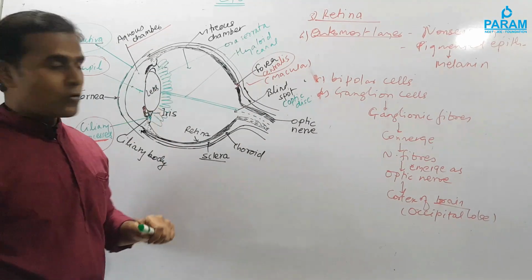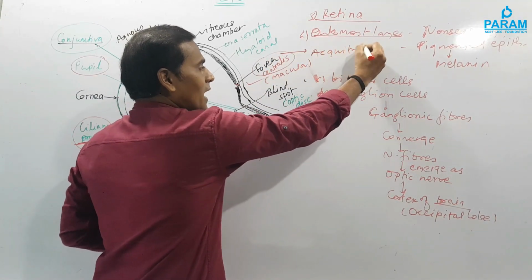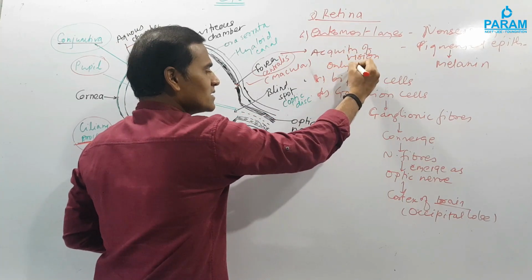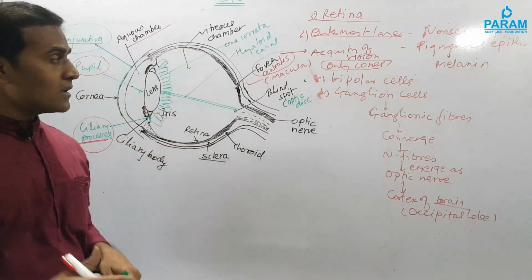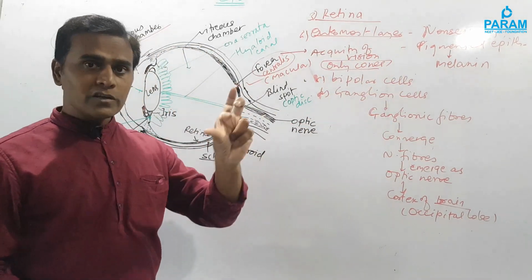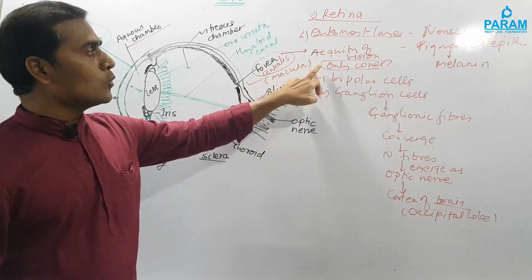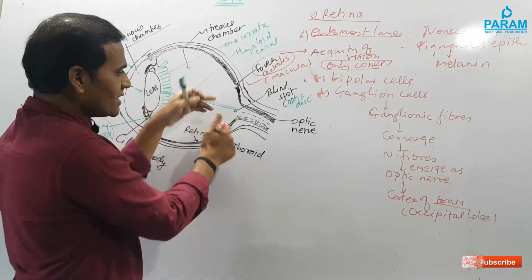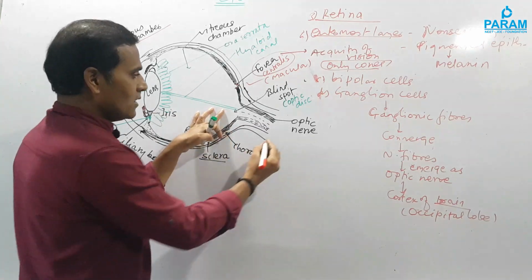Now what is the function of fovea centralis? This fovea centralis is responsible for acuity of vision. That means only cones are present in this region, rods are absent. That means colorful vision, acuity, that is sharpness of vision, is because of this fovea. Why? Because only cones are present, rods are absent. Now just beside this, there is a presence of some area where no cones and no rods are present.